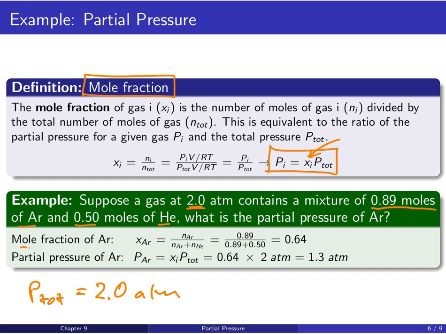So first up, we're going to solve for that mole fraction. Simply plug in the number of moles of argon divided by the total number of moles, adding up the number of moles for both components of the gas, and we get 0.64. That's going to be our mole fraction x sub i that we'll plug into the equation above here. And then we're going to multiply by the 2.0 atm. And at the end of the day, you'll arrive at about 1.3 atm as the partial pressure for just that argon.